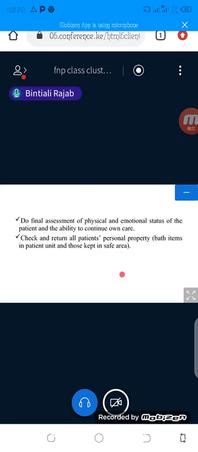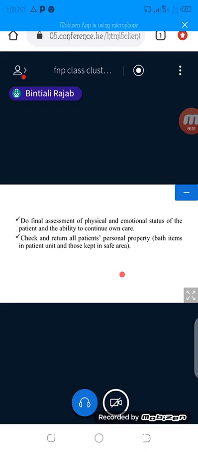Do a final assessment of the physical and emotional status of the patient and the ability to continue with their own care. Don't just release them like that; assess them, do a physical examination, assess emotional status: is the patient ready to go home? Somebody is saying there are some patients who don't want to be discharged. So you will do this assessment. If you find that the patient is emotionally stable and you think that they're fit to go home, you just discharge the patient. You tell them you are now healed. Whatever is remaining, you can do it at home, and that is why we are giving these medications. When you explain to the patient, they agree.